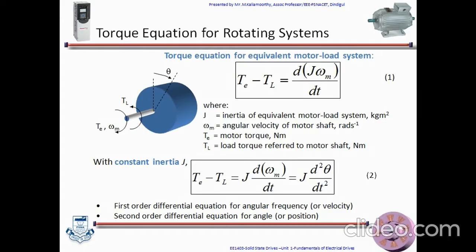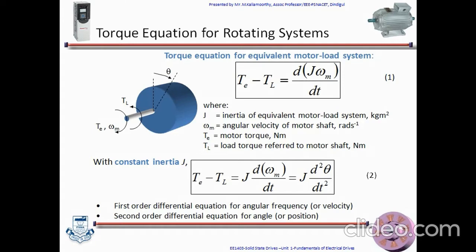In drives with large inertia such as electric trains, motor torque must exceed the load torque by a large amount in order to get adequate acceleration. In drives requiring fast transient response, motor torque should be maintained at the highest value and the motor load system should be designed with the lowest possible inertia.